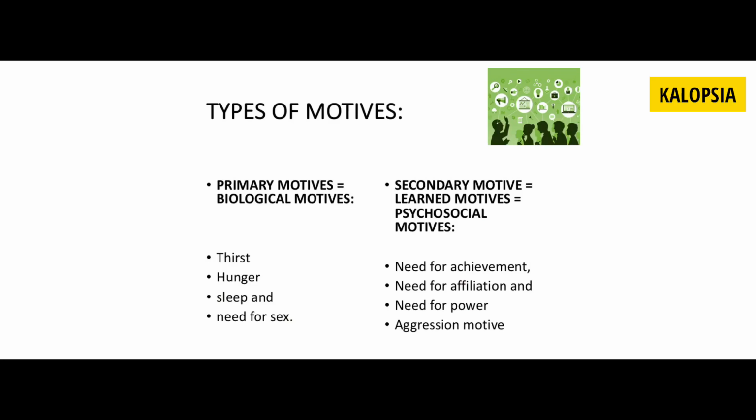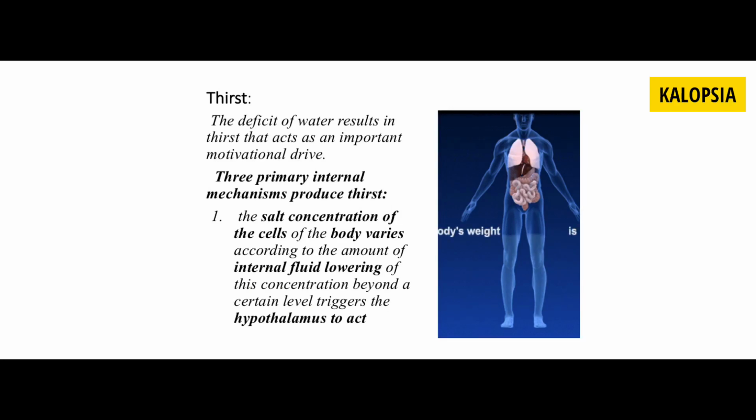And the second type of motive is secondary motive, which is also known as learnt motive or psychosocial motives. This includes need for achievement, need for affiliation, need for power and aggression motive. So let's start with thirst, that is a primary motive.